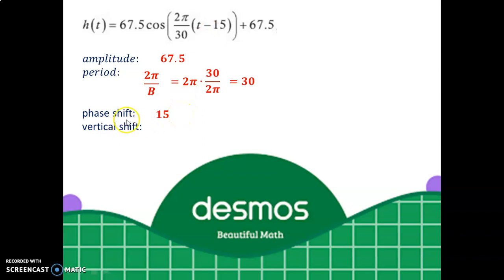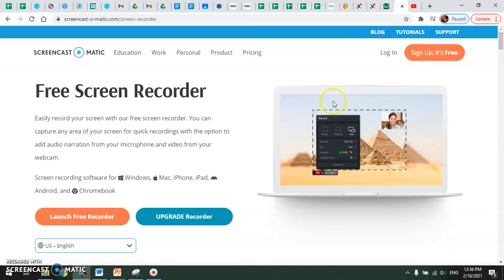And vertical shift, the up and down shift, is the one when we translate the entire function up or down. That can be found by the number that we add or subtract from the entire function. So it's this number here. So our vertical shift is 67.5. Notice it's the same as the amplitude, and we'll see why in just a second when we look at the graph on Desmos. So let's go to Desmos and check it out now.